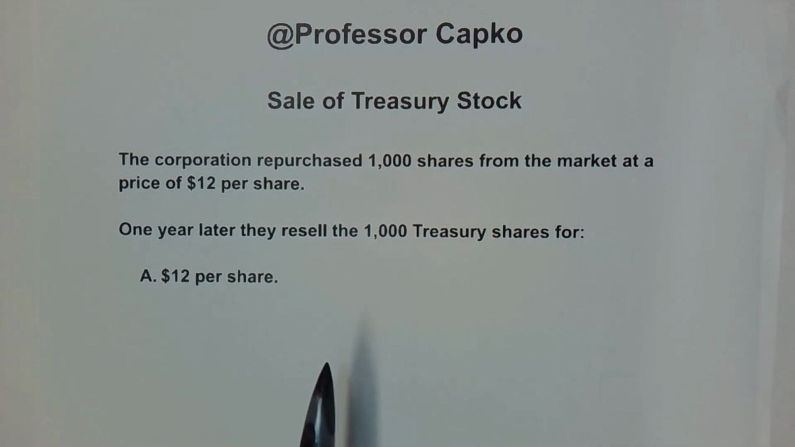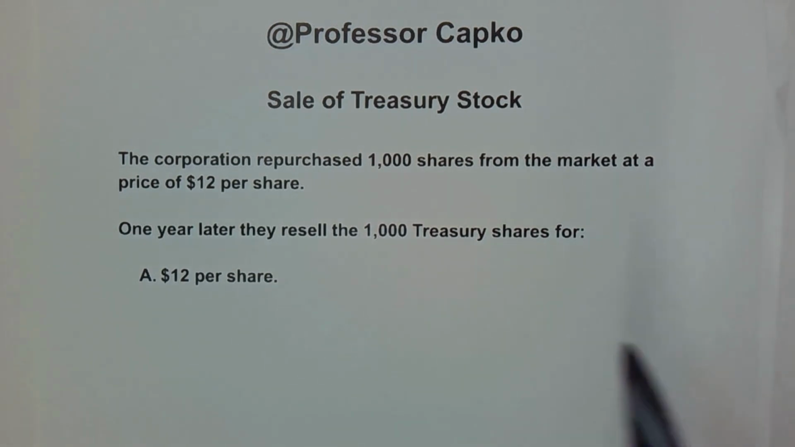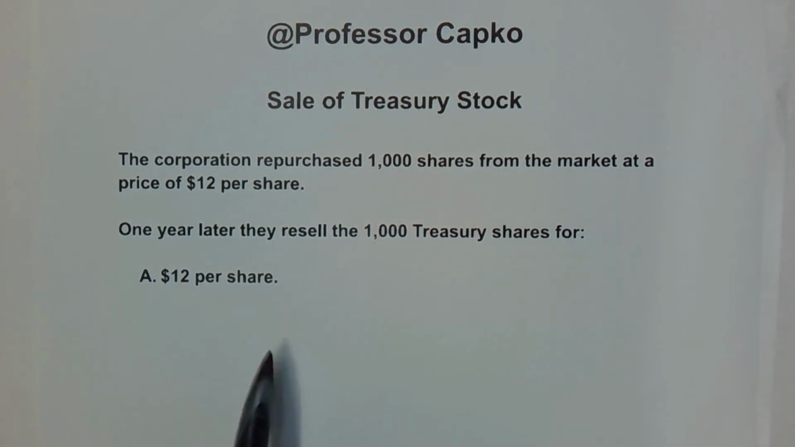And remember, treasury stock is still issued. It's just not outstanding and therefore is not available to pay dividends upon, or it does not figure into the earnings per share calculations. So it is held by the company and can be resold. And today we're going to talk about that sale.